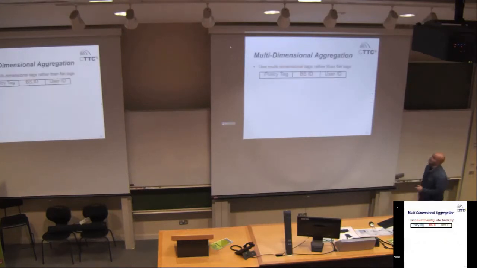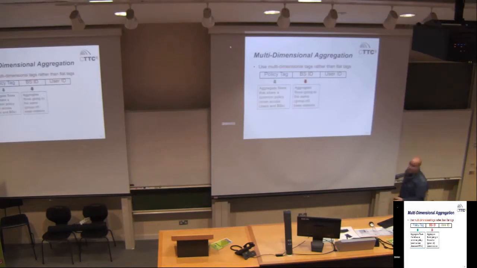So let's take a look at that. What kind of tags can we have in this multi-dimensional aggregation? Policy tag, the base station ID, and the user ID. The policy tag is used to aggregate flows that share a common policy. The base station ID aggregates flows that come from the same base station. And the user ID is a tag that can aggregate flow entries that go to the same user. Remember that the same user can have several TCP connections in parallel.